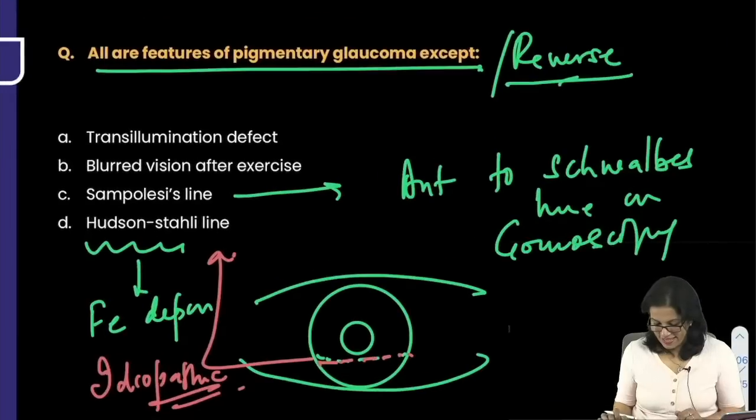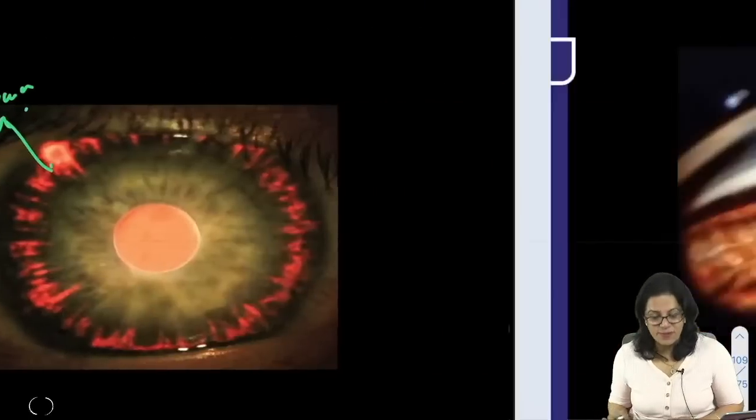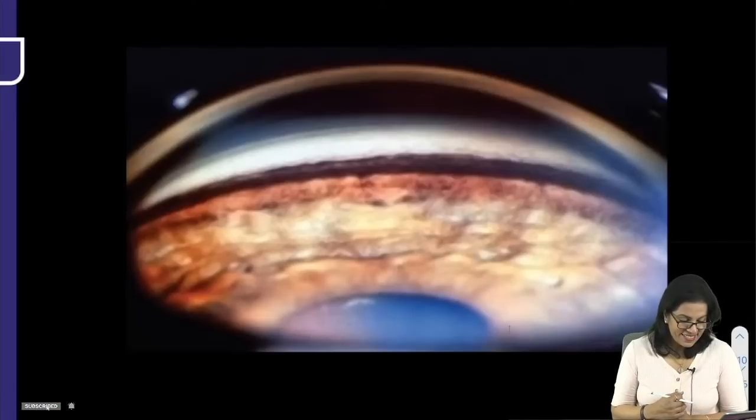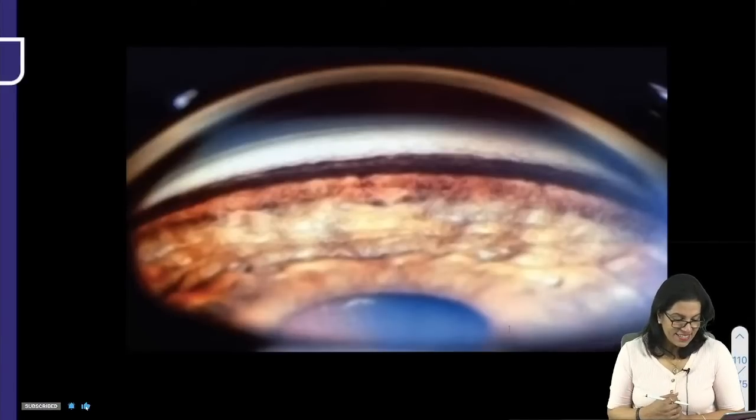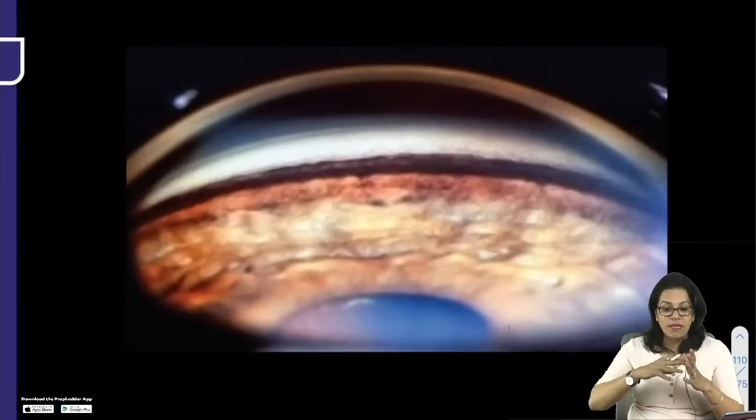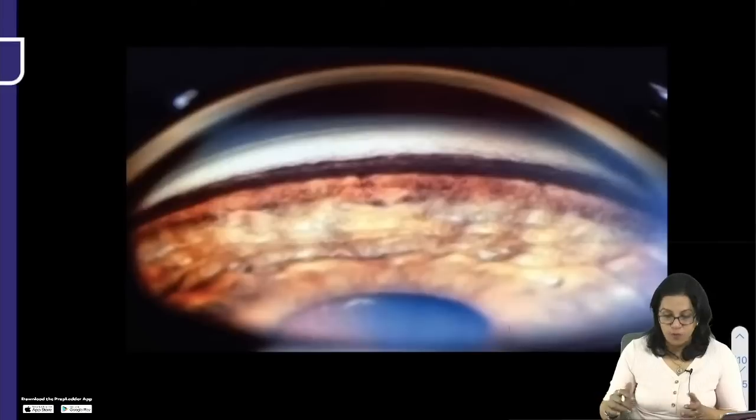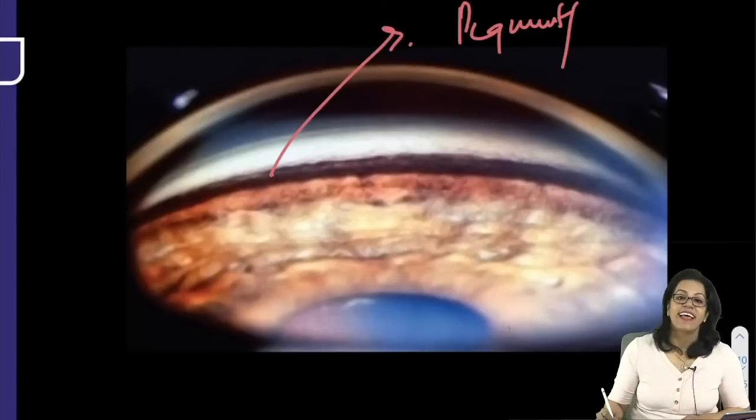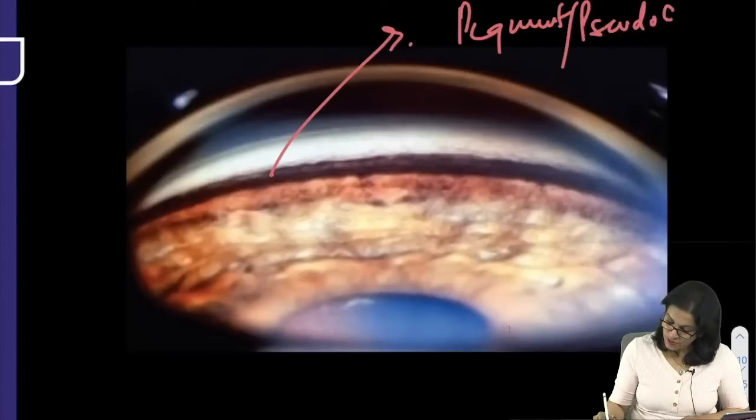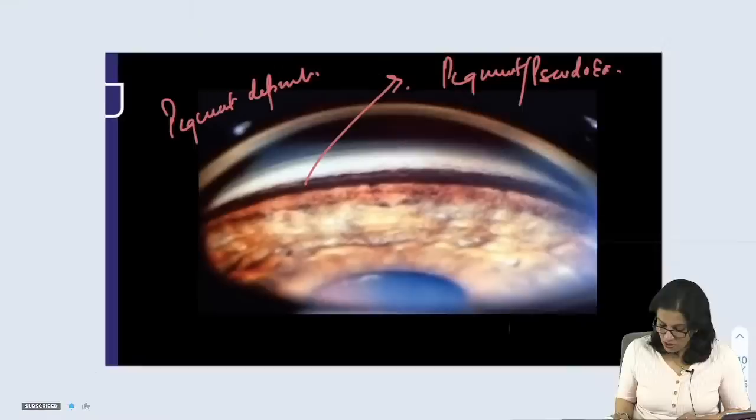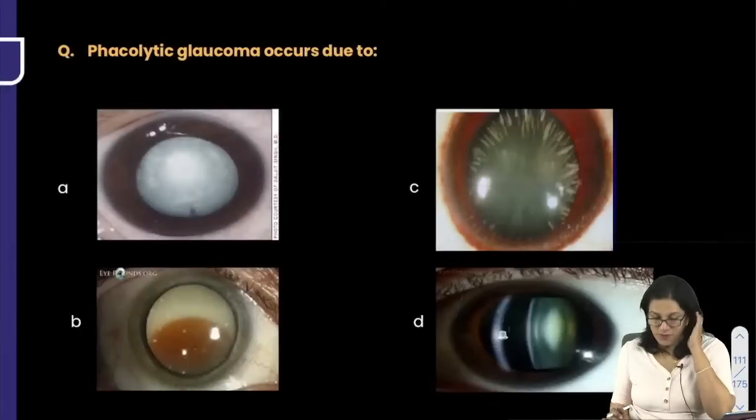Okay. So, you just saw what are trans illumination defects. So, this is what? This is the pigment which is seen on gonioscopy, which is a dense deposition of pigments, and you can see this in pigmentary glaucoma also, and you can see it in pseudoexfoliation syndrome as well. So, this is nothing but pigment deposition. Okay. So, this is another feature of pigmentary glaucoma.